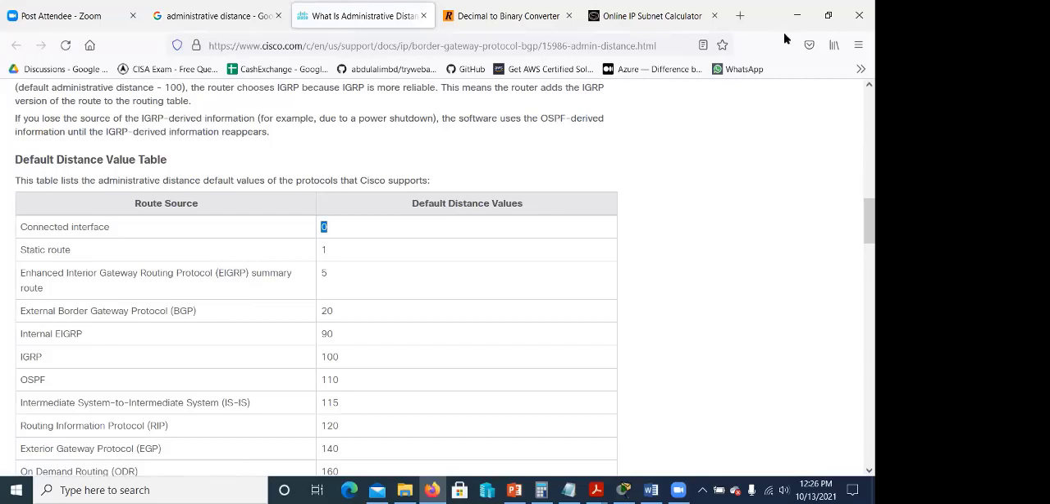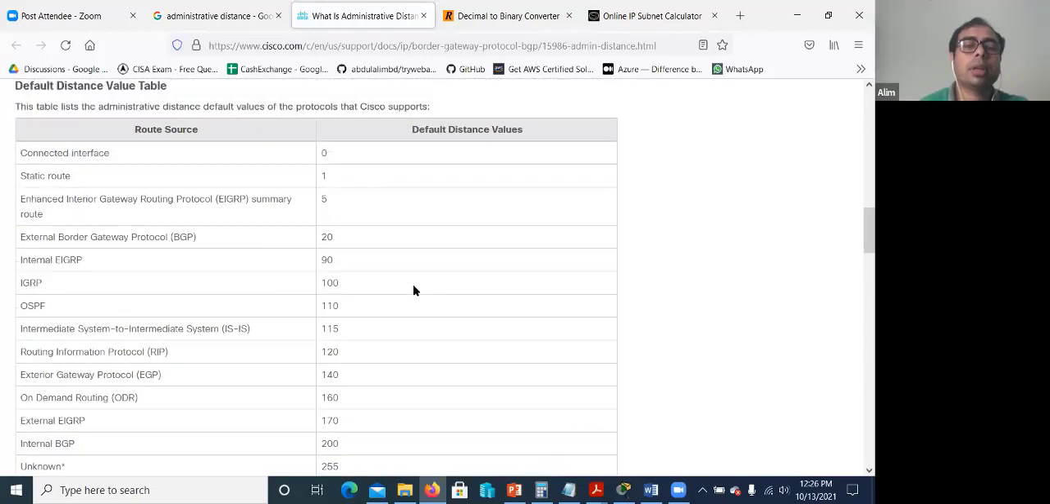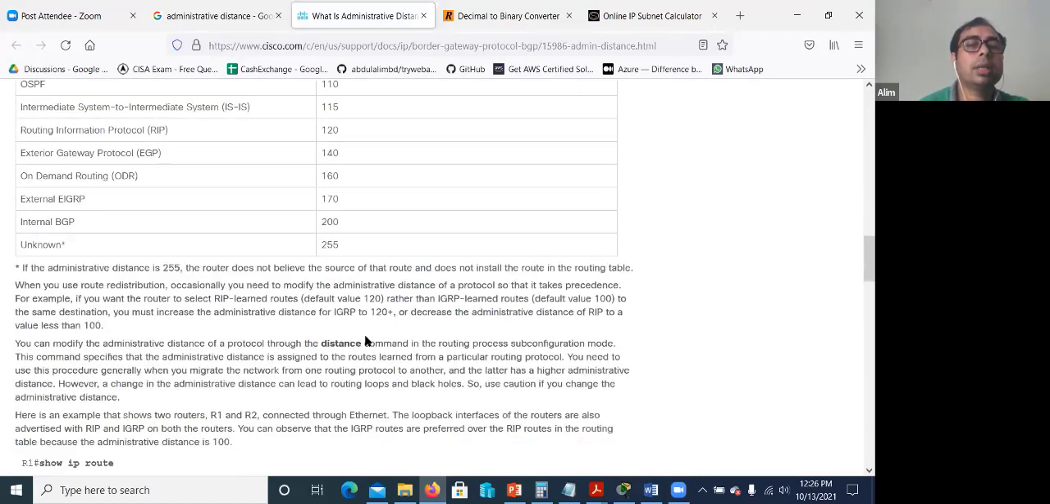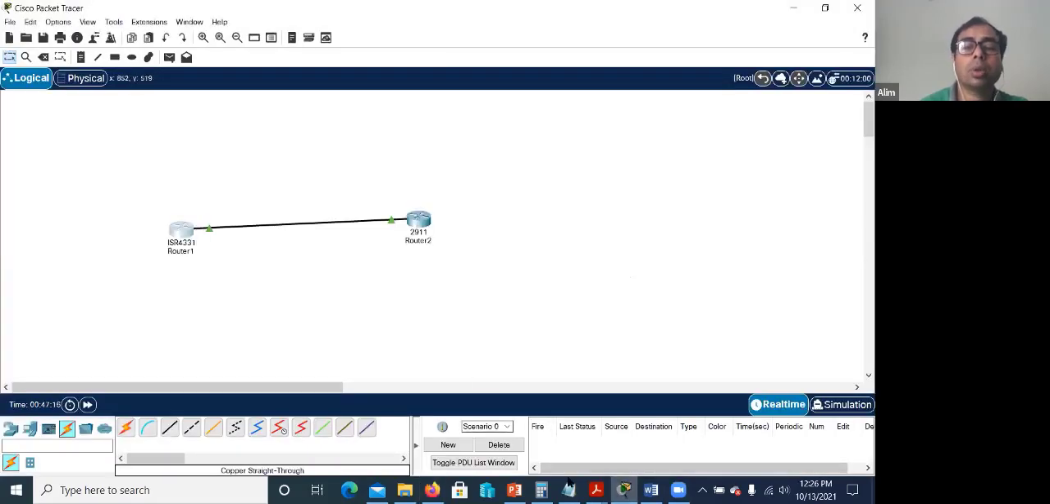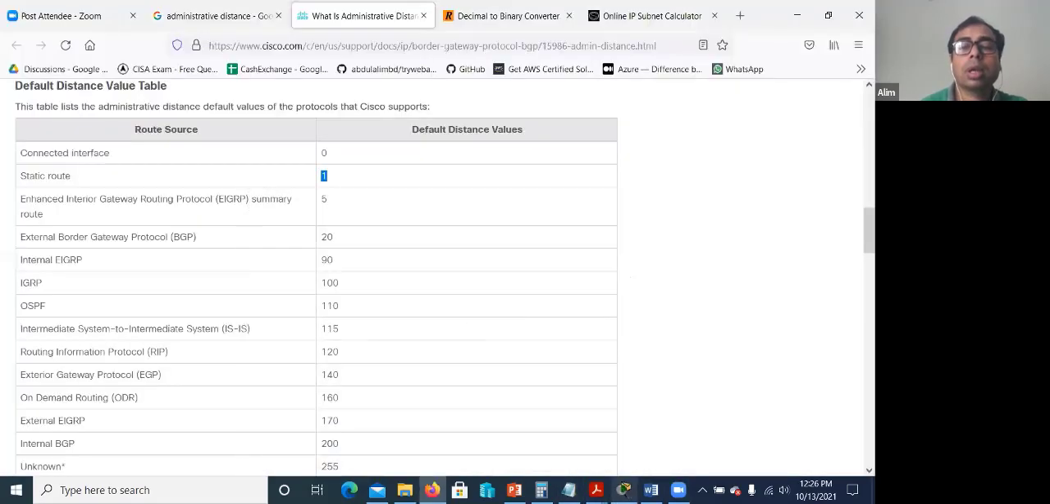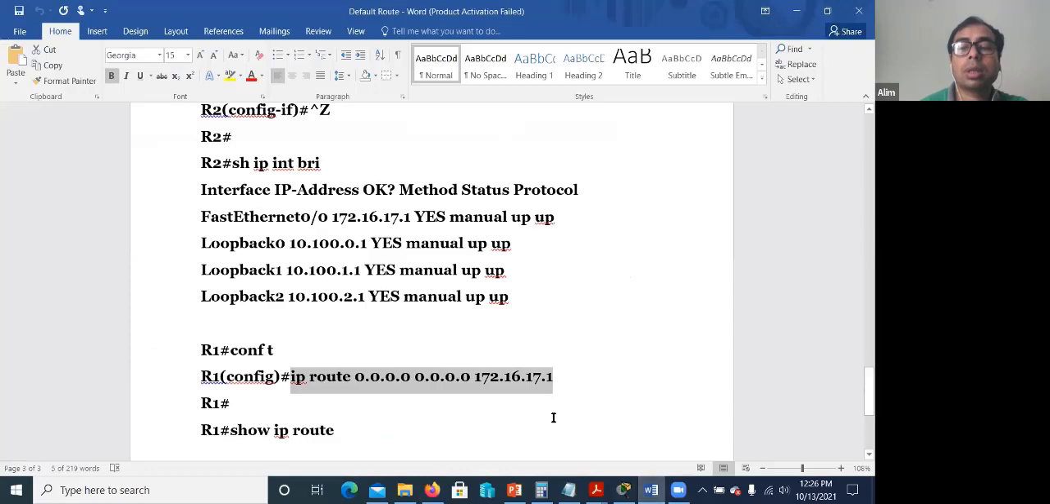Yes, sir. In different books, you will also get it, but it is available. There are different administrative distances. For a static route, 1 is the default, if you don't mention it.